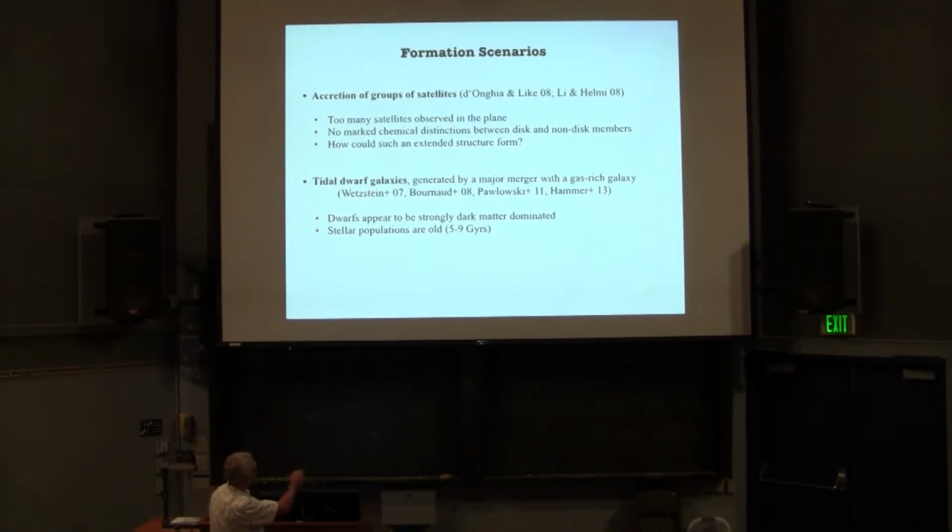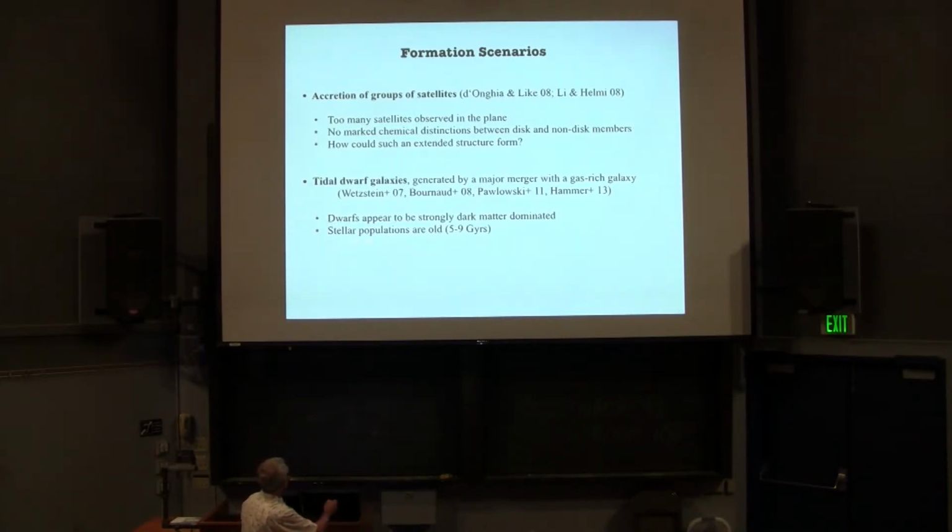Another possibility that has been suggested is that these are tidal dwarf galaxies. So something interacted with the Andromeda galaxy. It was a disk galaxy, gas rich. It produced these tidal arms, and then in the tidal arms pop out these dwarfs. But this seems to be unlikely for several reasons. One of them is that we seem to know that the dwarfs are highly dark matter dominated, and tidal dwarfs are never dark matter dominated because they form by gaseous condensation and not by dark matter halos accreting gas.